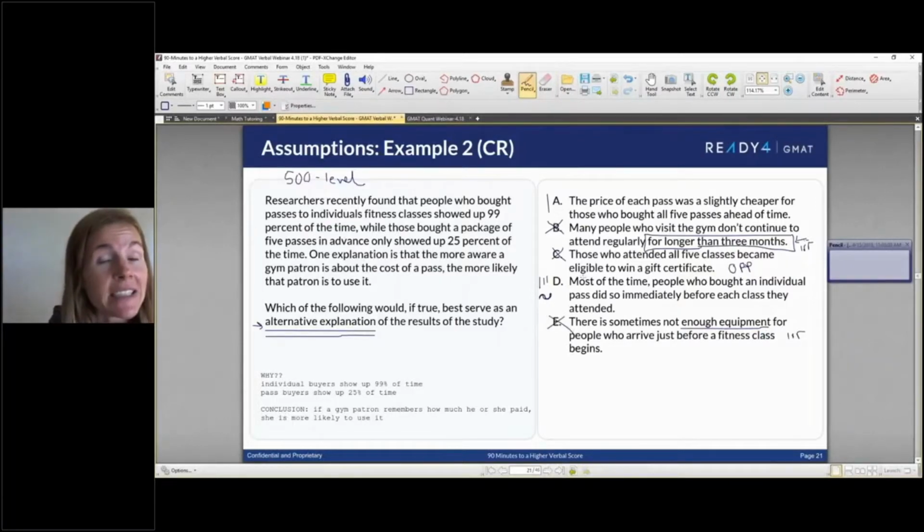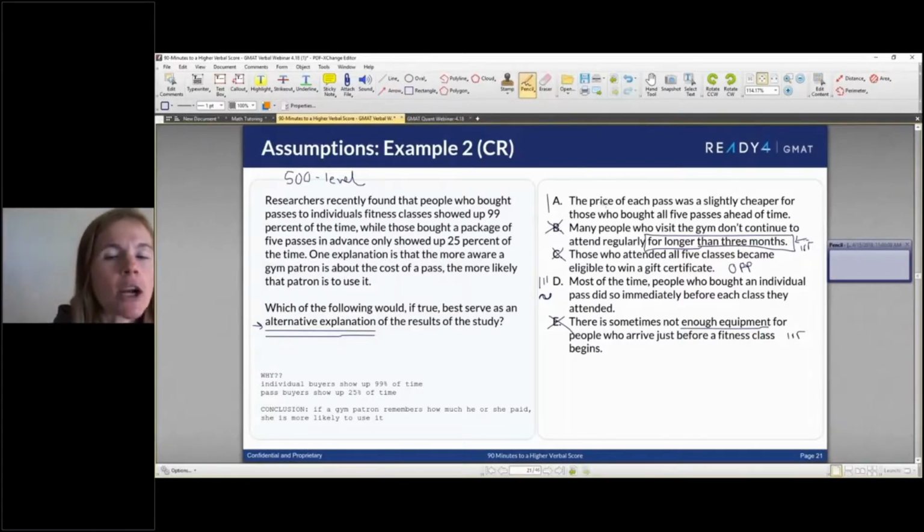So now we're down to A and D, which are the answer choices that those of you who reported liked. The price of each pass was slightly cheaper for those who bought all 5 passes ahead of time, or most of the time people who bought individual passes did so immediately before the class they attended. Both of these are relevant, okay? But let's look at A. The price of each pass was cheaper for those who bought all 5 passes ahead of time. Okay, well, that's right. In other words, people paid less for the package, so they didn't feel like they had to show up. Totally correct.